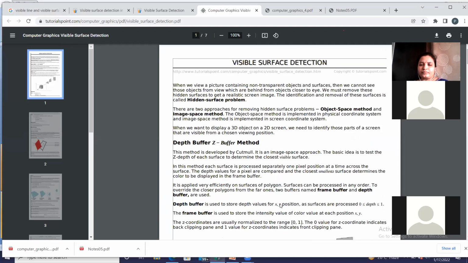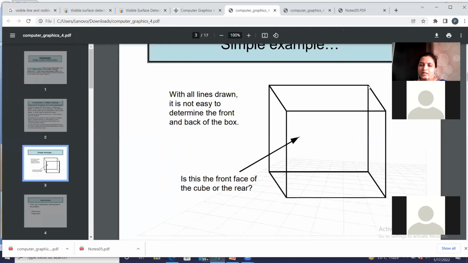Yes. So you can see the diagram. When all sides are drawn, that is, solid lines are there, we cannot determine which faces are visible with respect to the user and which are hidden. That means which is the front face and which is the rear face of the cube.